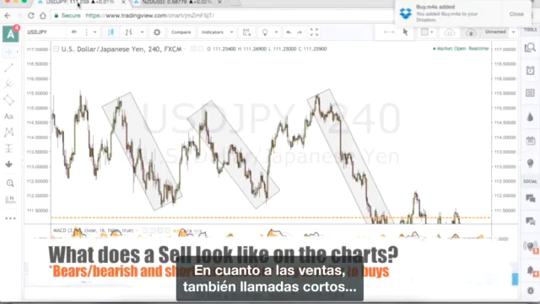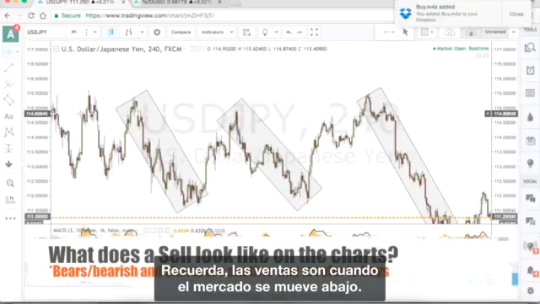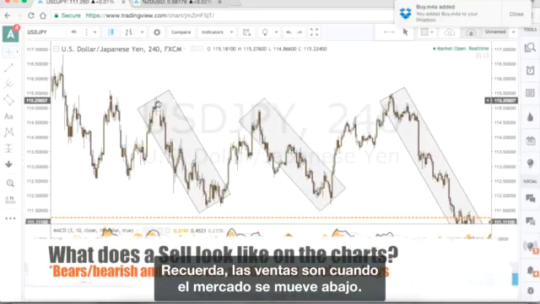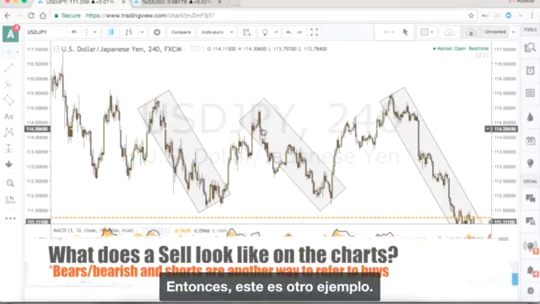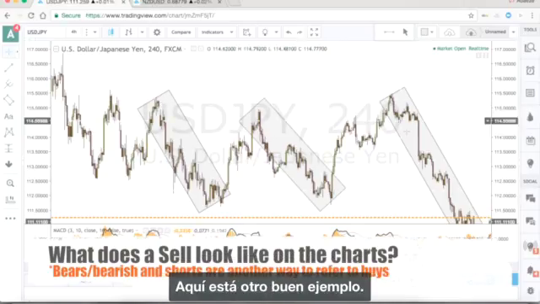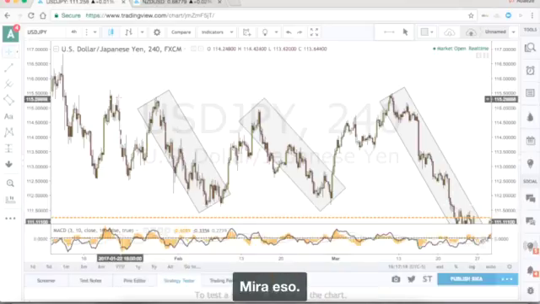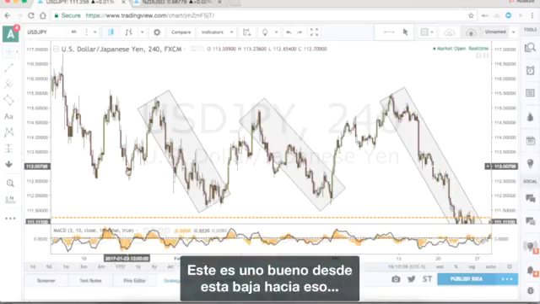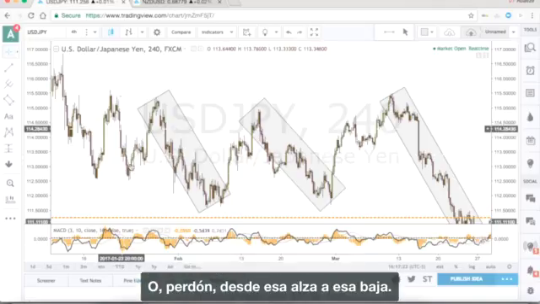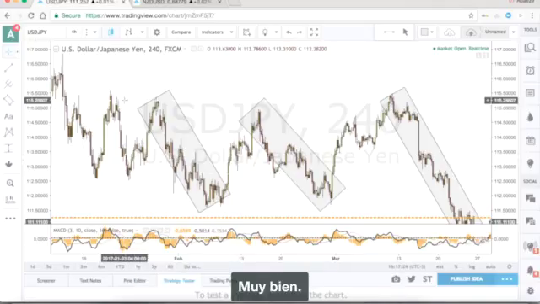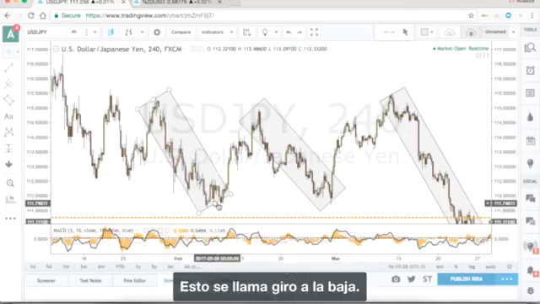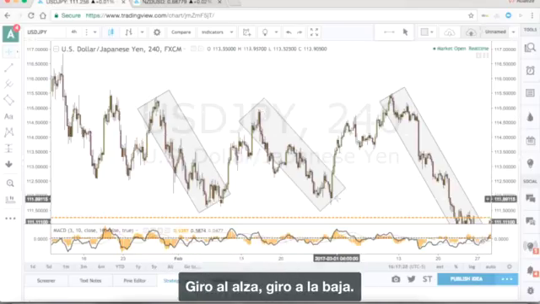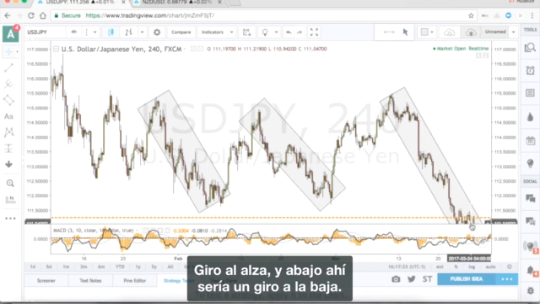As far as sells go, also called shorts. Remember, sells are when the market moves down. So it was at a high point and it moved down. So this is another one as an example. Here's another good one as an example. Look at that. This is a good one from that high to that low. All right. By the way, these are called swing highs. This is called swing lows. Swing high, swing low. Swing high, down there would be a swing low.